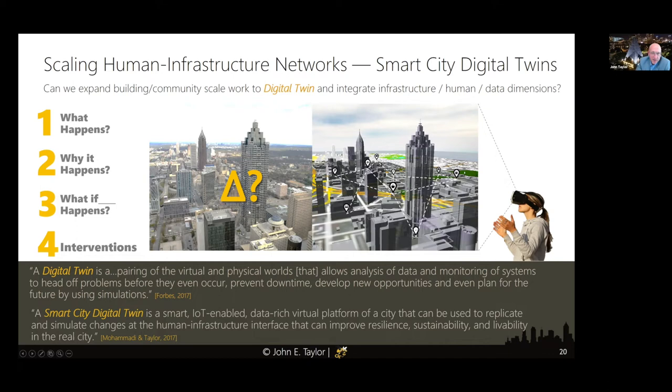As we move to the next level, which is where I think of the smart city digital twinning efforts that I'm aware of, many of them are focused on this: why is it happening? So using the smart city digital twin to understand why we're seeing increased traffic in this area, given other data flows that we might have in that area.